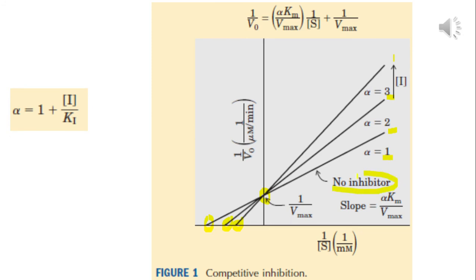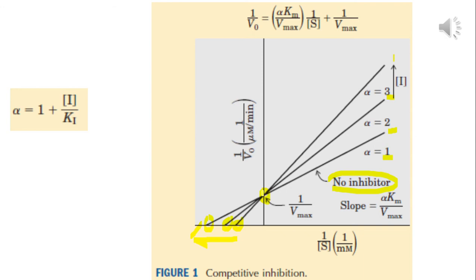How is the plot going? You can see that the graph has a minus 1 by Km value extremely towards the left, which means the Km value is lower if there is no inhibitor, and there is a particular 1 by Vmax value. As alpha becomes 2 and then alpha becomes 3, you see the concentration of inhibitor is increasing, but there is no change in 1 by Vmax. That means there is no change in Vmax and maximum velocity remains constant even in presence of a competitive inhibitor.